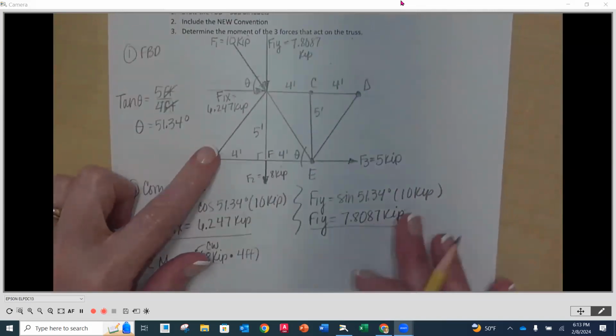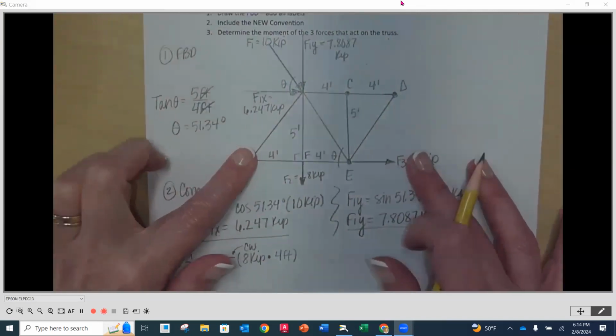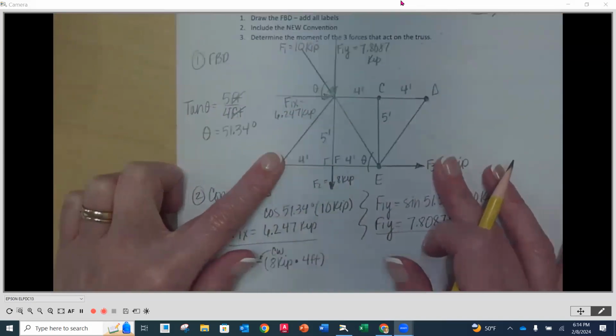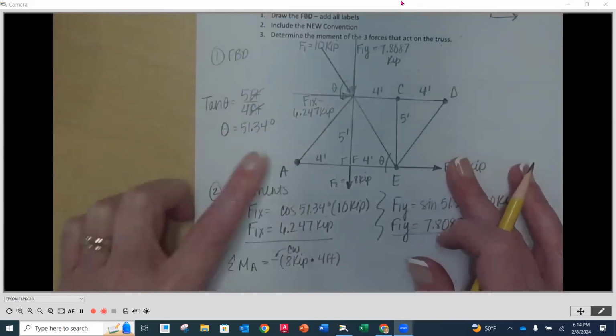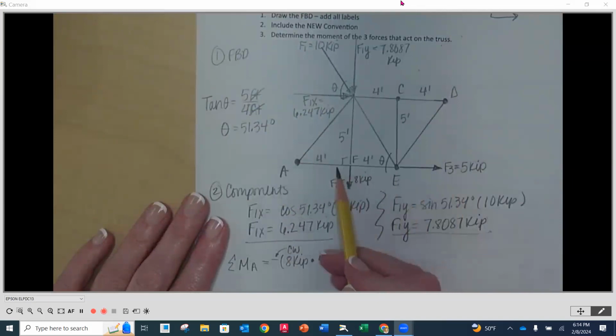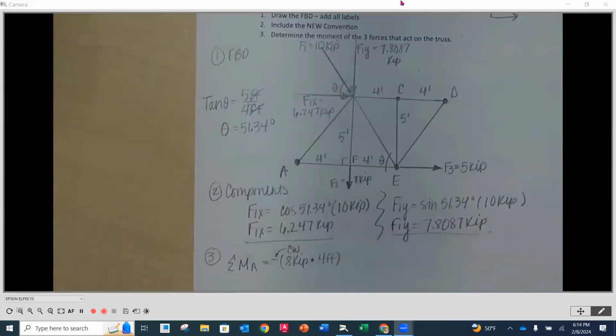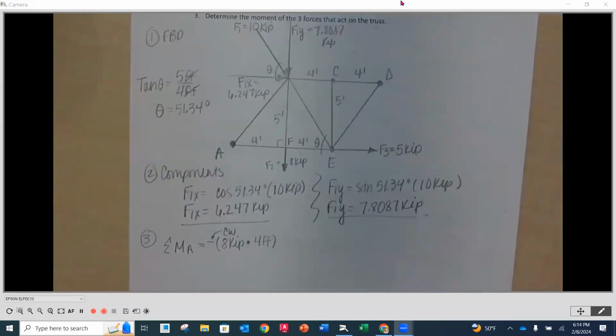Our next one, A, I'm going to pull in the direction of that 5 kips. Does that cause rotation? No. And it makes sense. If I move it along its line of action, it's going to go right through that point. So I don't even include it. I don't say F3 times 0. I just don't even put it in. It's not causing any rotation, so it doesn't need to be included in my moment equation.